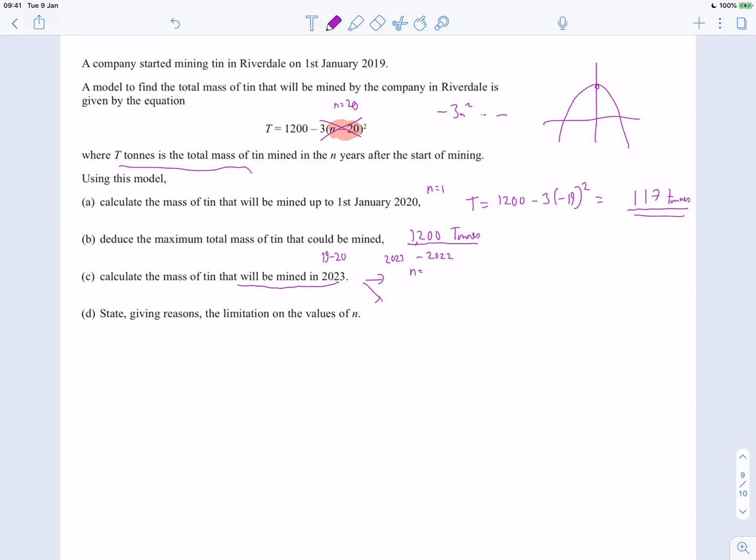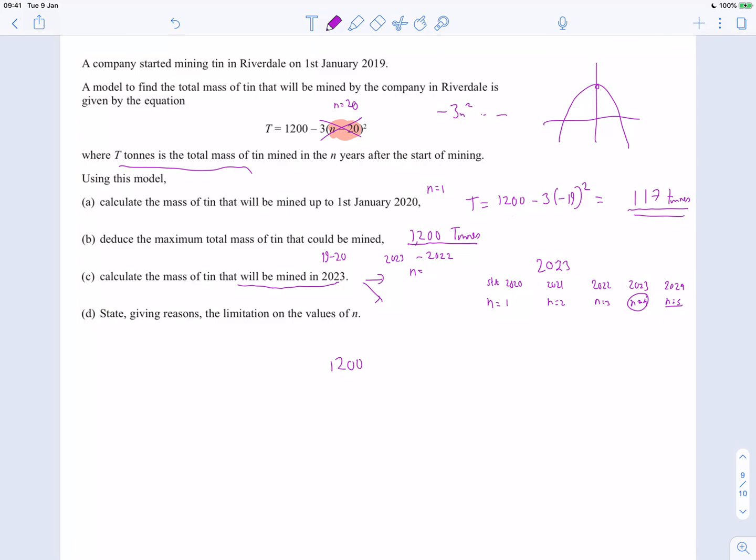So what is the n value for 2023? Well, let's count it. If n is 1, we're at the start of 2020, because it's the 1st of Jan. When n is 2, we're at the start of 2021. When n is 3, we're at the start of 2022. So when n is 4, we're at the start of 2023. So that's the lower one. So n is 5 is when we're at the start of 2024. So really we need to sub 5 into this.